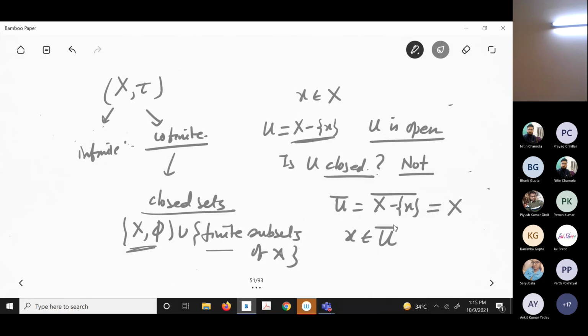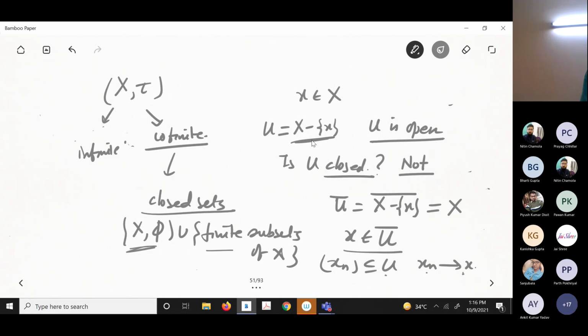Got it? But look, what will be the sequence? If you have a sequential characterization, suppose Xn is a sequence in U, then Xn goes to X. But that is not possible because, look, I have already seen it has to be eventually constant. That means Xn will have to be equal to X, eventually. That means the particular X will have to belong to U, but X doesn't belong to U. So that sequential characterization of closure point is not available in this space.